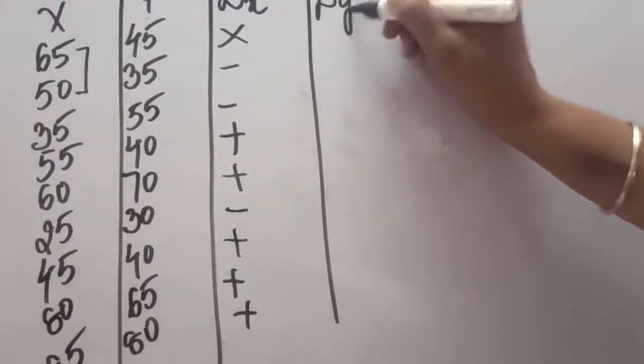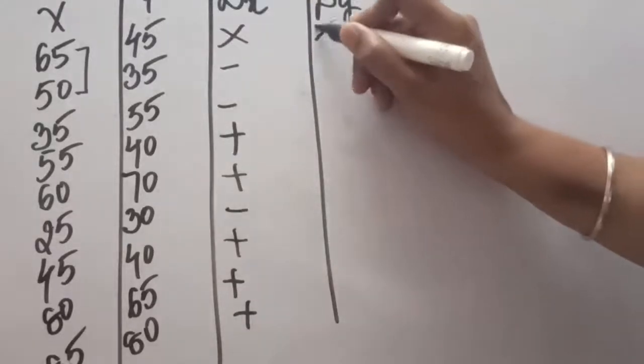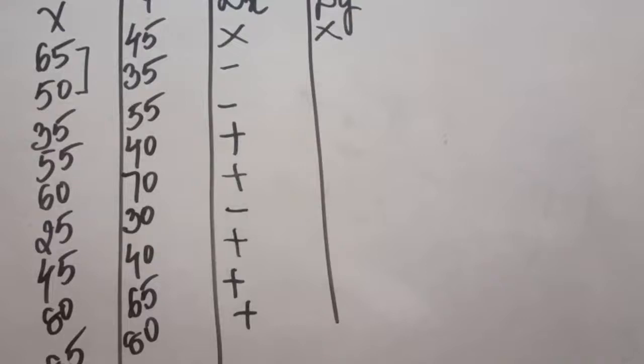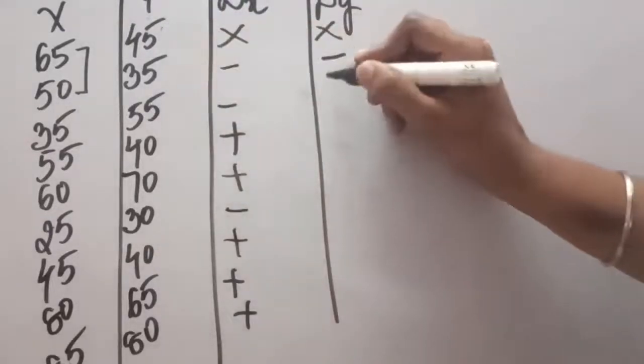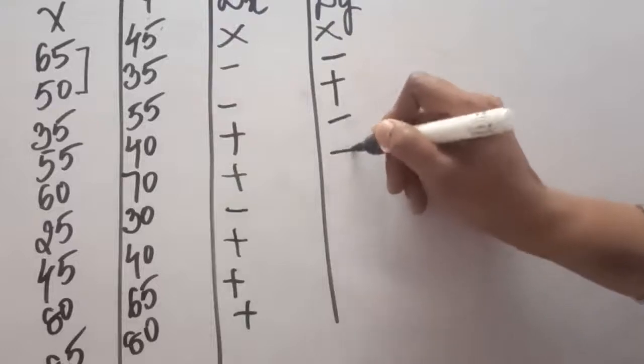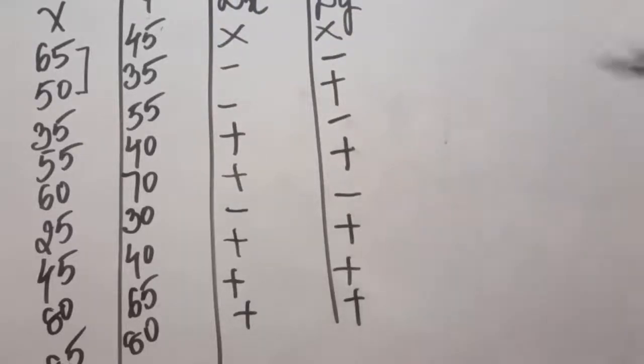Now we will do the same for y. What is the direction of change of the y series? The first value we cannot compare with any value, so we put a cross here. 45 to 35 minus, 35 to 55 plus, minus, plus, minus, plus, plus, and finally plus. So you can see how the values are changing.